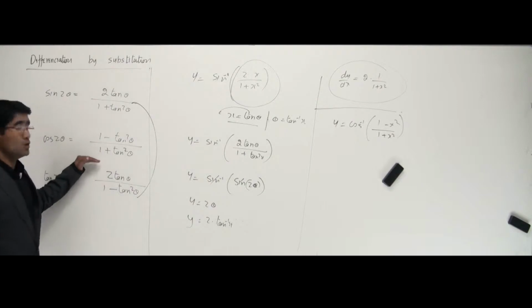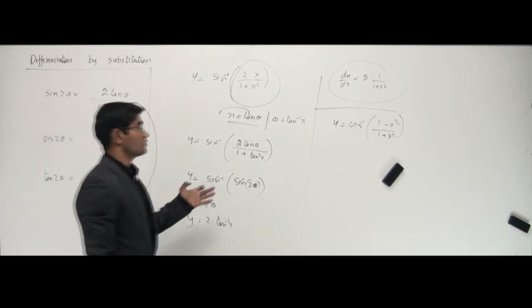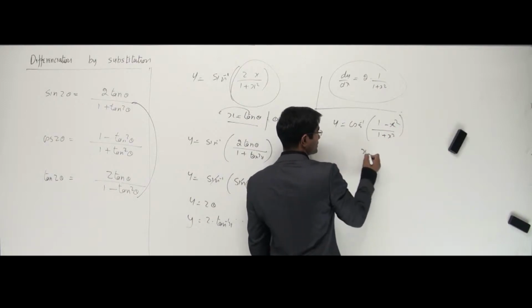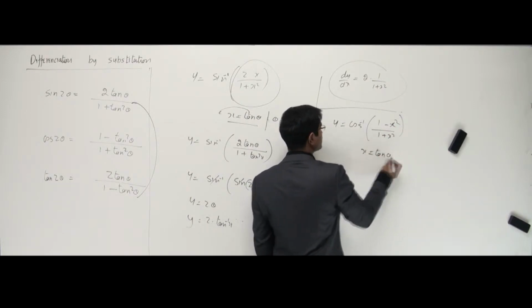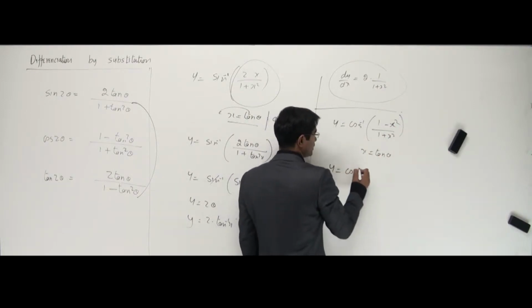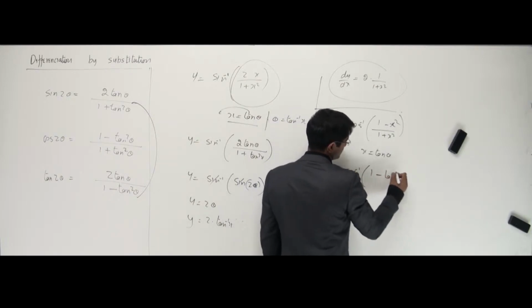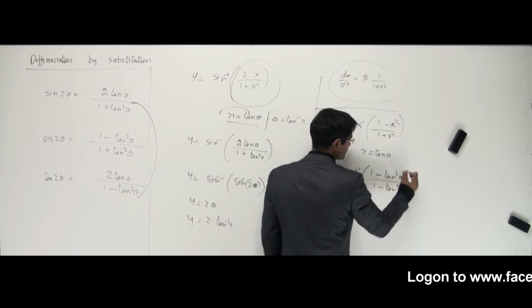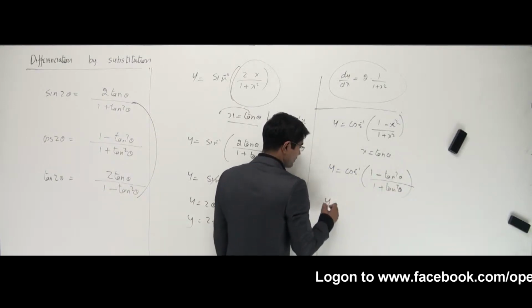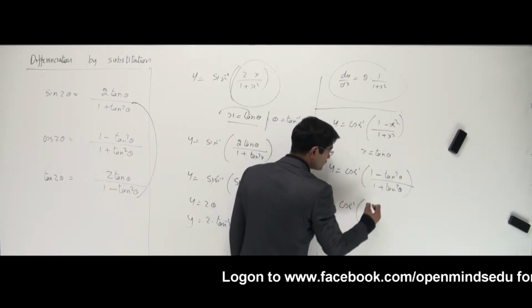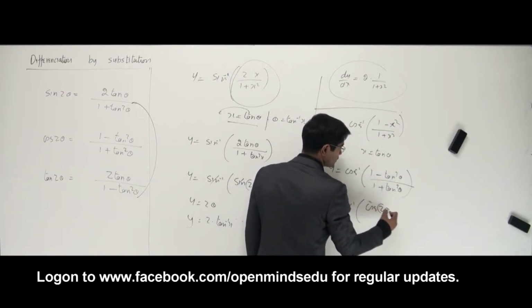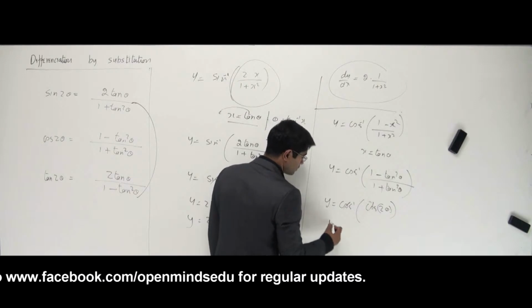See, look at this. If I know this formula, I can guess very easily that x has to be what? X has to be tan theta. See, x has to be tan theta, and so what happens to my problem? It looks like y is equal to cos inverse of (1 minus tan squared theta) by (1 plus tan squared theta). And I can see that becomes cos inverse of, I can write this whole thing as cos 2 theta. So what happens here? Cos and cos is gone, so y is equal to 2 theta.